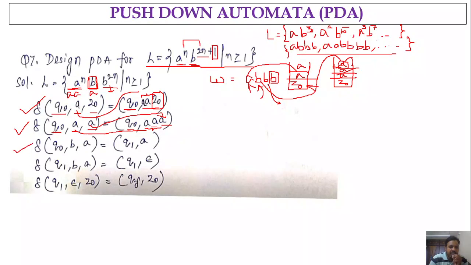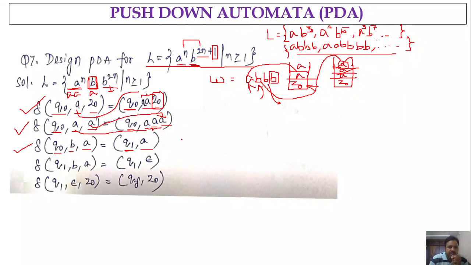Okay, next, if you are in state q naught, if you get b as the input and top of the stack is a, then we go from state q naught to q1 and we are going to push a onto the stack.